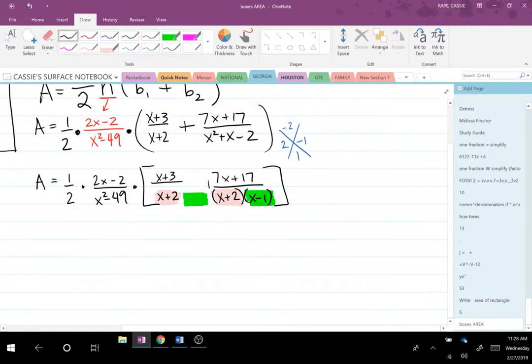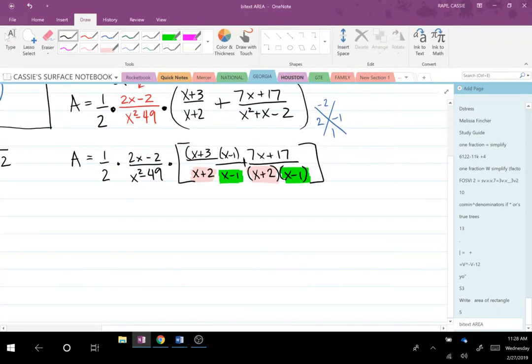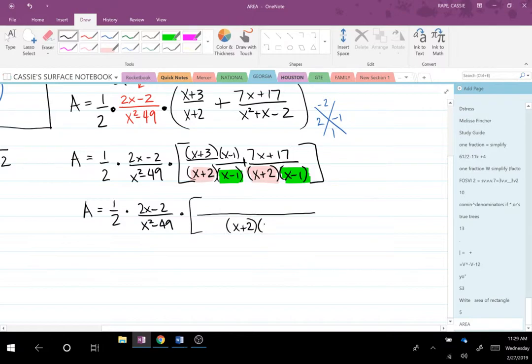Let me move this plus over. So I'm going to multiply by x minus 1 over x minus 1. Now you'll notice they do have common denominators. And I go ahead and put everything in parentheses. So the area equals 1/2 times 2x minus 2. I'm rewriting it. Times, and I'm going to join those all over that common denominator of x plus 2 times x minus 1.